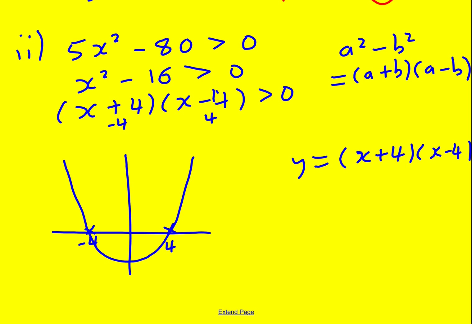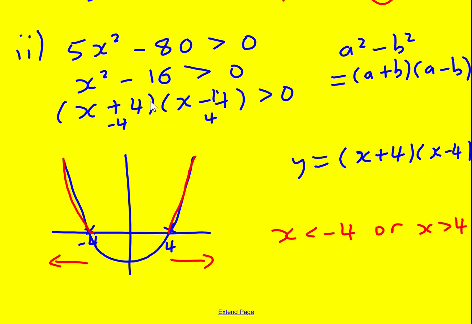So I'm interested in where this function is greater than 0, where the y value is greater than 0. So it's going to be here and here. These values of x, anything to the right of this or to the left of this. Okay, this is my working in full, so it's just going to be x is less than minus 4 or x is greater than 4.